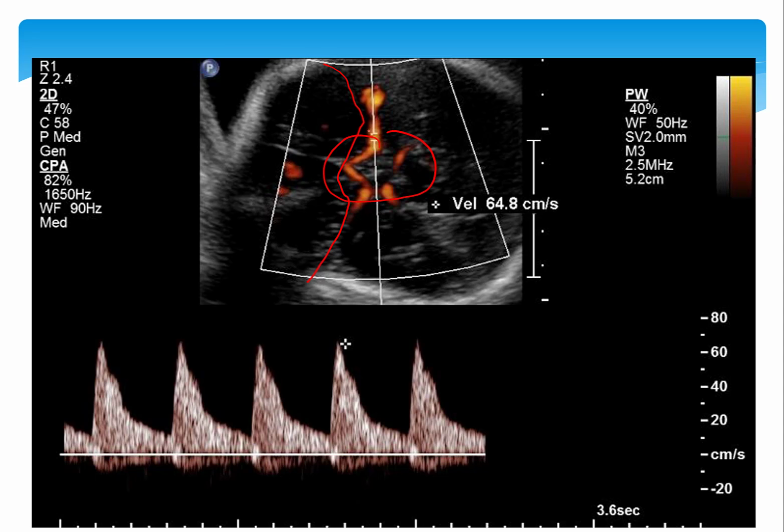So we sample or take a reading of the middle cerebral artery blood flow here. And this is the pattern of the blood flow. You can see in the systole there is blood, and in diastole also there. In normal form, the middle cerebral artery blood flow is like this. There's no flow in the diastole, in the middle cerebral.